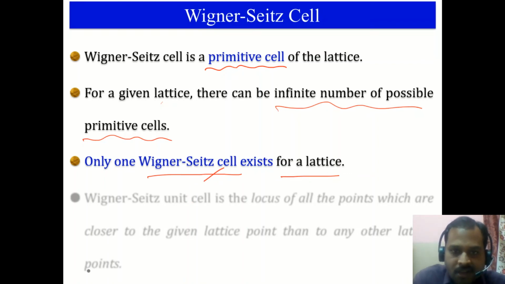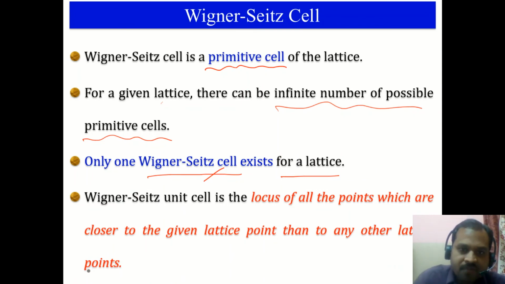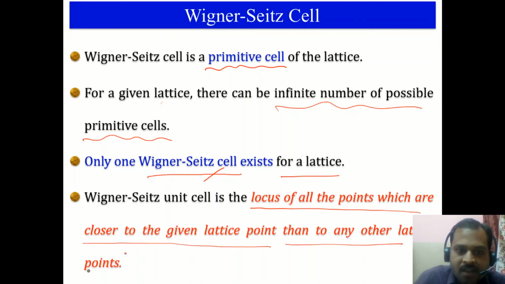So the Wigner-Seitz cell is defined as the locus of all the points which are closer to a given lattice point than to any other lattice points. So what does it mean? Suppose I choose a lattice point and decide that this lattice point is going to constitute the corresponding Wigner-Seitz cell for the given lattice, then no other lattice point should be closer to that particular region. So now let us take an example and this definition will be clear.